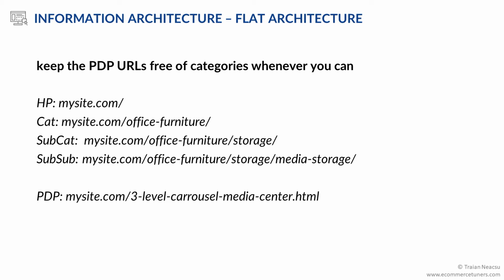For example, to reach the product page 3-level carousel media center, a user will navigate through the home page, which is mysite.com, the category page, which is mysite.com/office furniture, the subcategory page, which is mysite.com/office furniture/storage, the subcategory page, which is mysite.com/office furniture/storage/media storage. But once the searcher reaches the product detail page, the URL is free of categories and subcategories. Setting product names in stone is also a good idea.